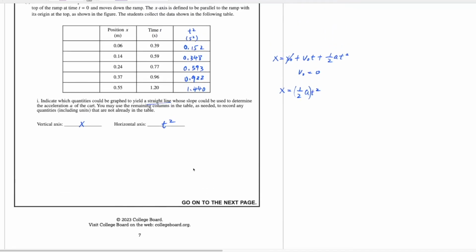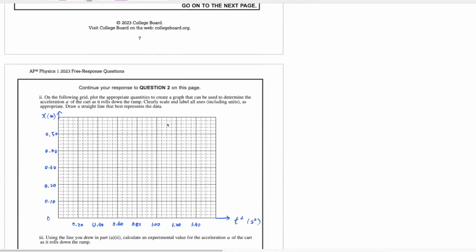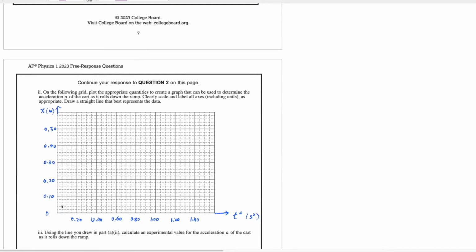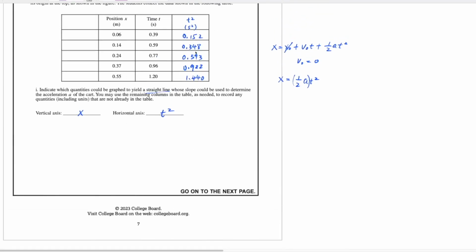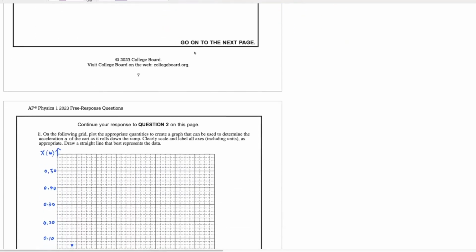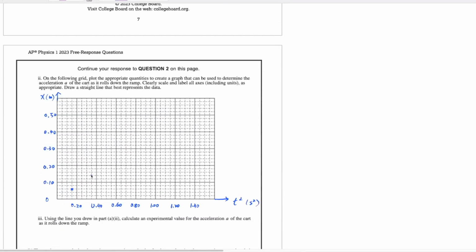So the first one we need is 0.06, 0.152. 0.152 is about here, and 0.06 is about here. The second one, 0.14, 0.348. It's about here.